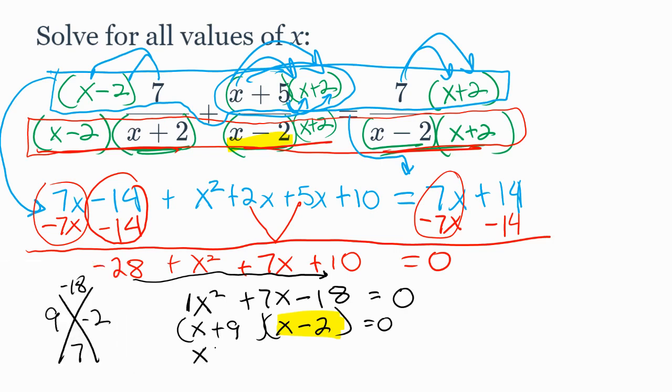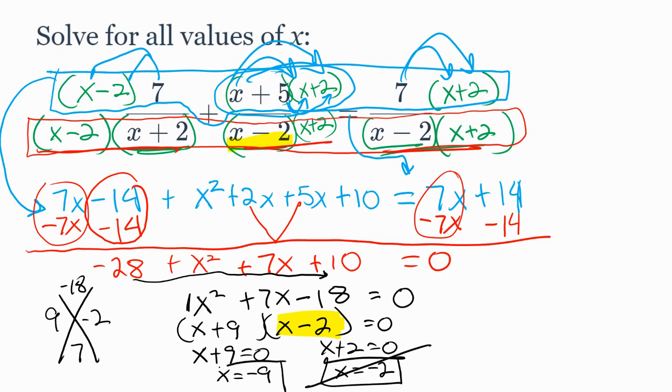So anyway, x plus 9, set that equal to 0, and I get x equals negative 9. And then right here, the x minus 2, you set that equal to 0, you get x equals 2. But as I referenced, you're going to throw that one away. It's extraneous. The x plus 9, or x equals negative 9, is the only valid solution to this rational equation.